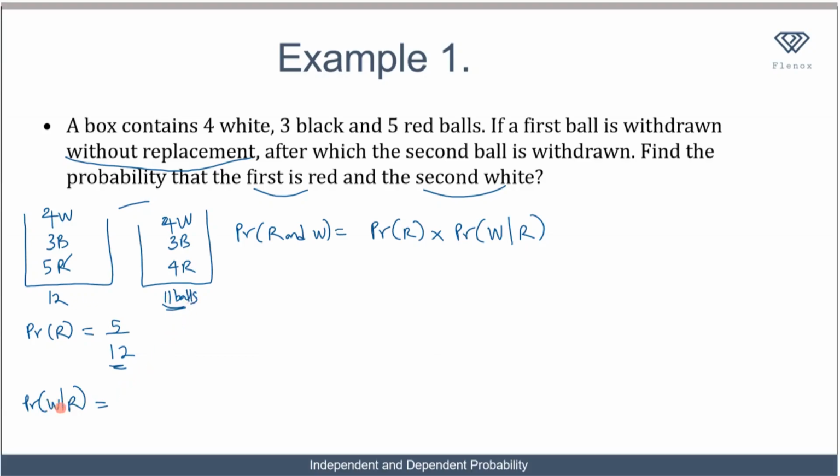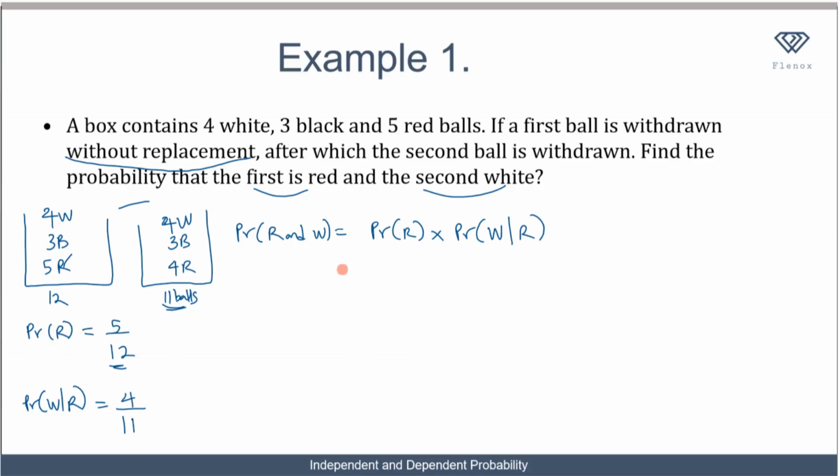So the probability of picking a white ball now will just be the total number of white balls here, which is 4, over the total number of balls remaining. And as you can see, the total number of balls remaining is 11 and not 12, because I've taken 1 ball out already. So as you can see, instead of having 12 in the denominator like we had when we were dealing with independent events, this has reduced because this value here is dependent on the outcome of the first ball that is being drawn.